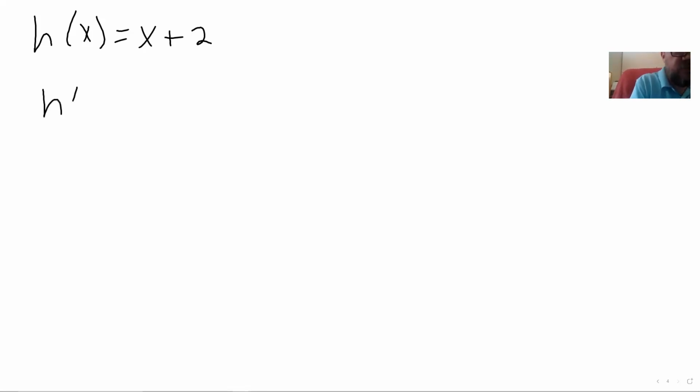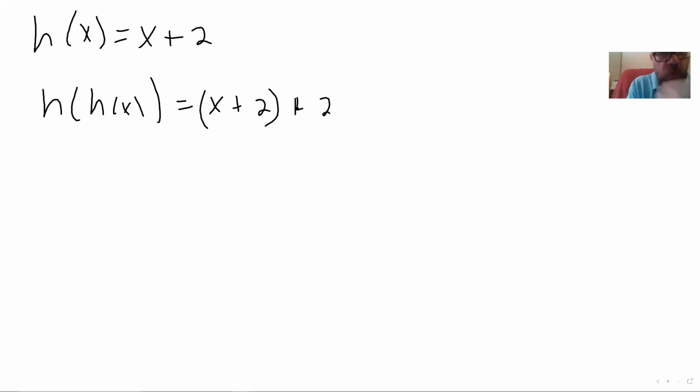So if I do h of h of x, right, this is x plus 2 plus 2. I want to think of this as doing h twice. Well, if h once is adding 2, then h twice is adding 4. And indeed, that is in fact what we see, right? This is x plus 4, if I just drop the parentheses and simplify.